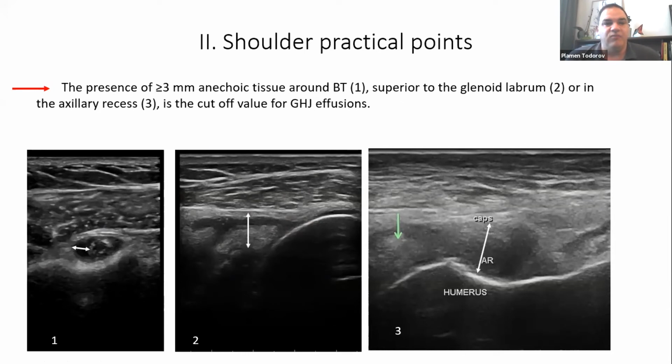The presence of more than 3 millimeter anechoic tissue around the bicipital tendon, like in picture 1, superior to the glenoid like in picture 2, or in the axillary recesses, like in picture 3, is the cutoff value for glenohumeral joint effusion. So we can measure here.